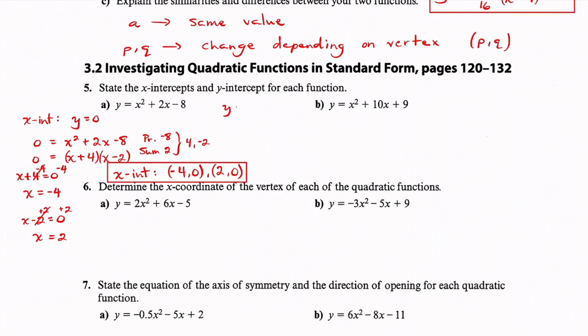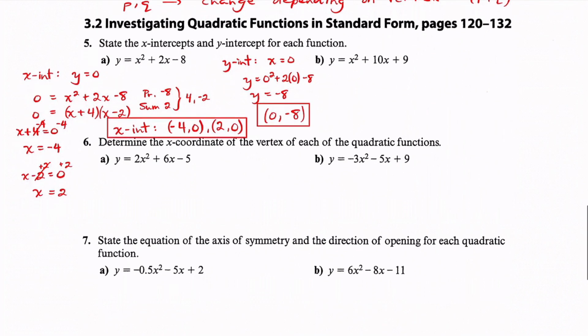To find the y-intercept for this one, this is going to be a little easier, a little quicker. That's when x is equal to 0. So here I'm going to change the x's to be 0. So y is going to be equal to 0 squared plus 2 times 0 minus 8. So we just get y equals negative 8. Another way to do this is whatever this last term is, that's going to be your y-intercept, as long as it's written in standard form, which it is. So our y-intercept is at 0 and negative 8.